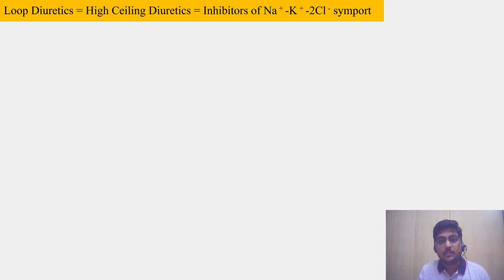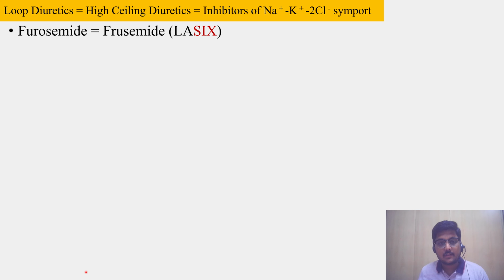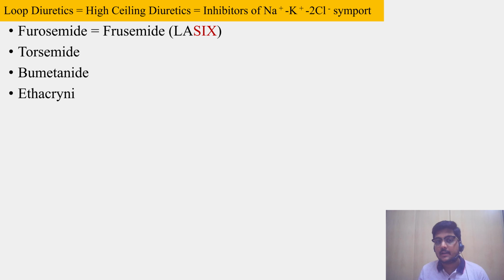So what are the loop diuretics examples? Number 1, the most common drug, furosemide. It is also called Lasix. Why is it called Lasix? We all know, because it lasts for 6 hours. That is the reason it is popular with the trade name Lasix. Then what are the other popular drugs? Torsemide, we can see torsemide in tablet form, and bumetanide and ethacrynic acid.